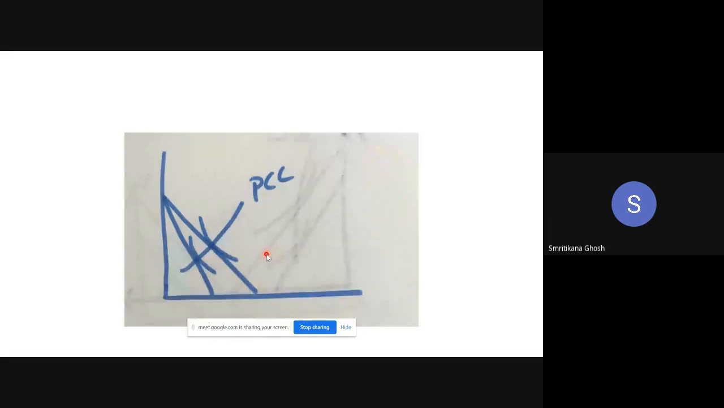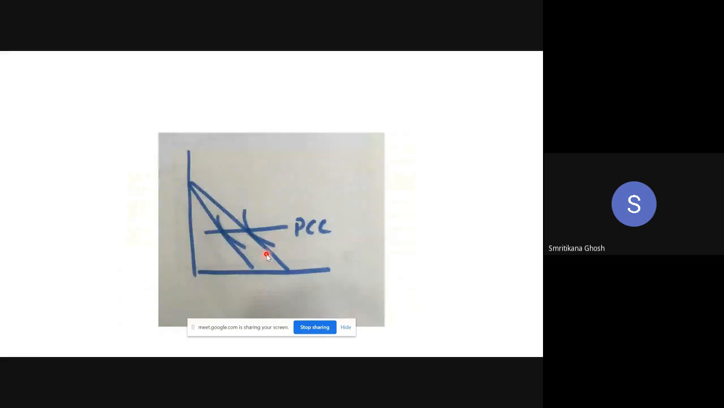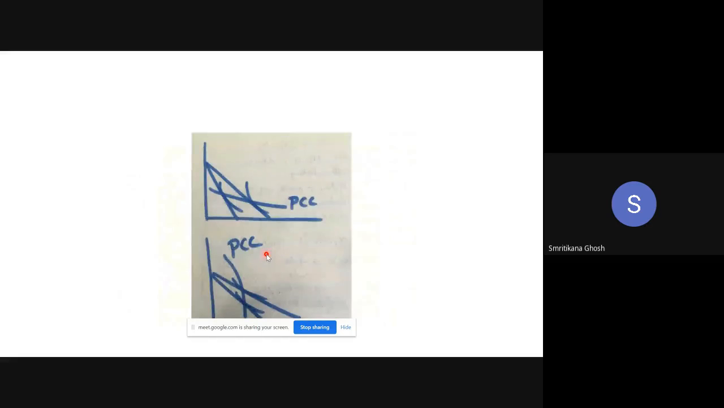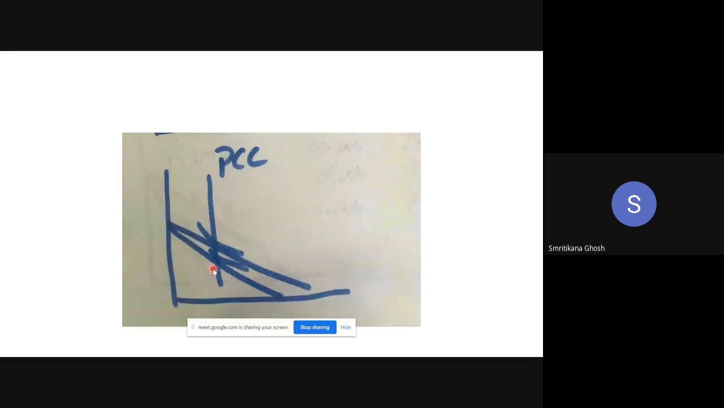The first one, both are increasing. The second one, it is parallel to the horizontal axis. The third one, it is downward sloping. The fourth one, it is backward bending. And the next one is parallel to the y-axis. So these things are possible.